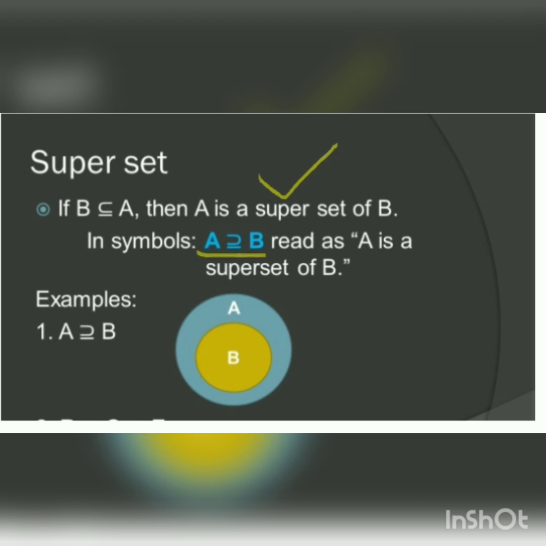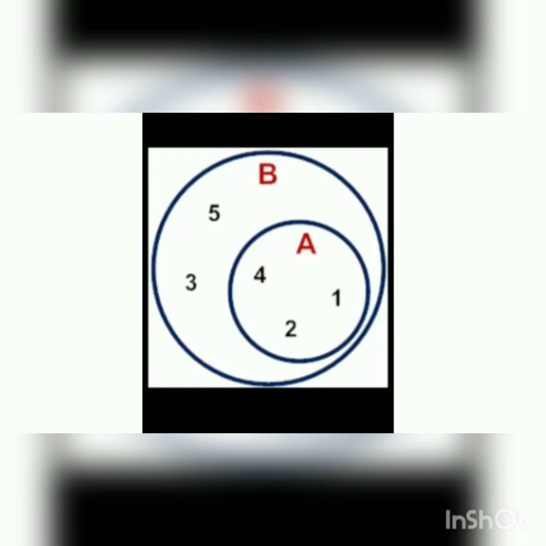This symbol is used to represent superset and is read as A is a superset of B. Students, in the given diagram, all the elements of set B are also present in set A, which means set B is a subset of A. Then set A will be called superset of set B. We will write it as A is a superset of B like this. Let's see an example to understand the concept of superset.